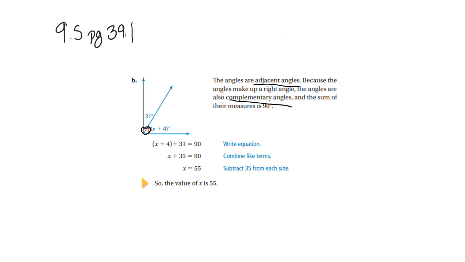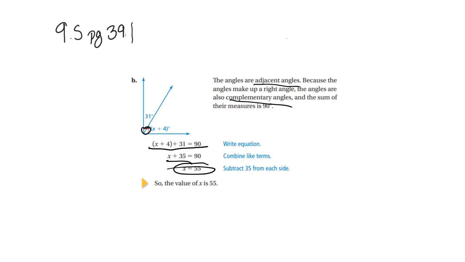But now we need to figure out what x is. So we're going to need to do an equation. If we know they add up together to equal 90 degrees, then 31 plus (x plus 4) equals 90 degrees, right? That's where this came from. Then remember, you need to distribute that 1 to get rid of those parentheses. So you'd have x plus 4 plus 31, which is the same as x plus 35 equals 90. Now you need to get rid of that 35. It's addition, so you're going to subtract 35 from both sides. x equals 55. So for this, you would have had to put adjacent angles, complementary angles, and x equals 55.